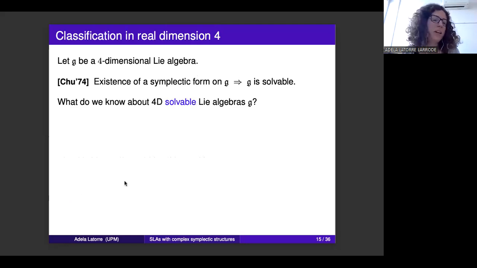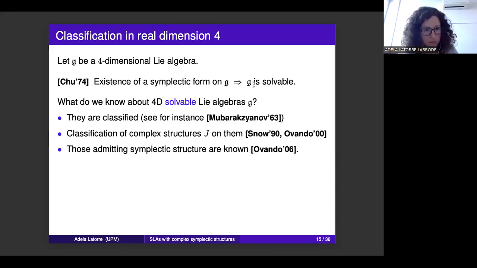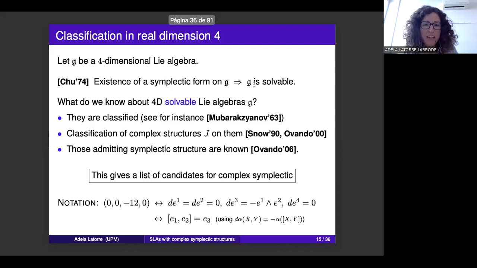So what do we know? Well, dimension 4 is completely understood, because if we have a 4-dimensional Lie algebra, not necessarily solvable, not necessarily nilpotent, we have this result that says that the existence of a symplectic structure on this 4-dimensional Lie algebra implies that the Lie algebra has to be solvable. So if we want to study complex symplectic Lie algebras, it suffices to study them on solvable Lie algebras. But there is a lot known on 4-dimensional solvable Lie algebras. Indeed, we have a full classification of the 4D solvable Lie algebras. We also have a classification of complex structures on them. And independently, we know perfectly which ones admit symplectic structures. So we have, let's say, a list of candidates for having complex symplectic structures.